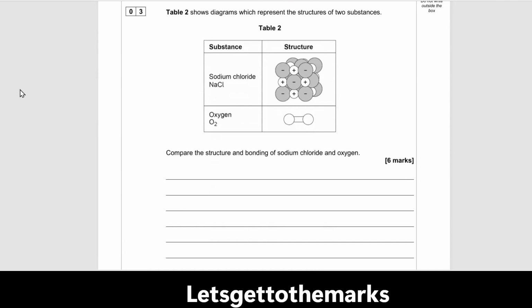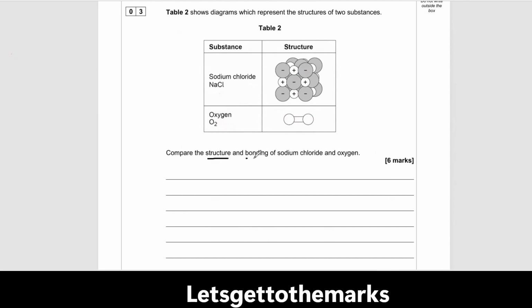Right. Anyway, let's move on. Enough whiffle. We're on question 3, Table 2. It's the 6-mark question. Boom! It shows diagrams which represent the structures of 2 substances. So we've got 2 substances here. Hopefully, looking at that minus, plus, minus, plus, you recognize what type of particles have a minus in them and a plus in them. This is sodium chloride and this is oxygen, and there's no minus or plus in the oxygen. Compare the structure and the bonding of the sodium chloride with the oxygen.